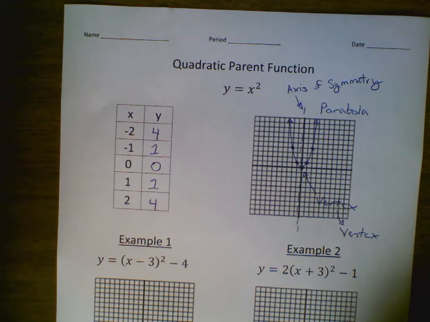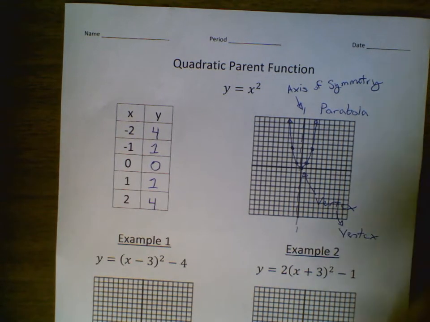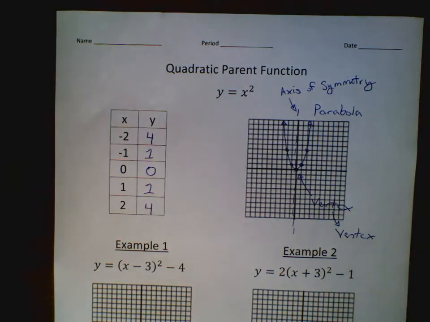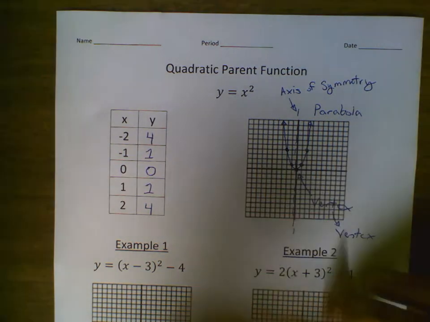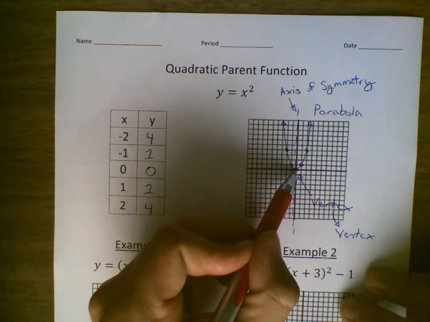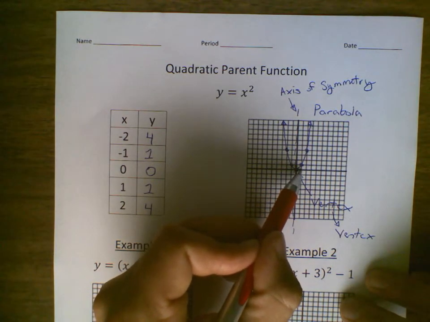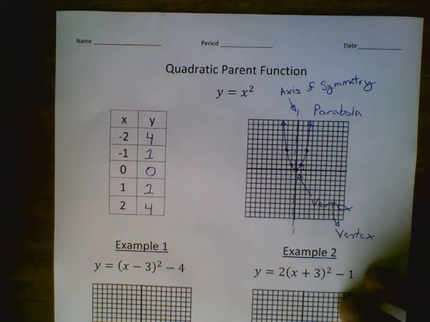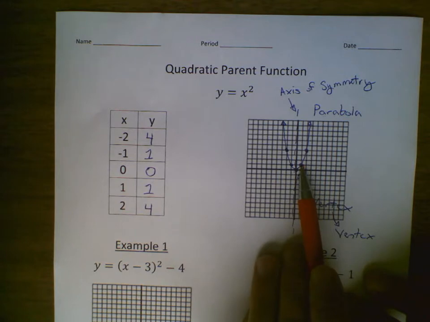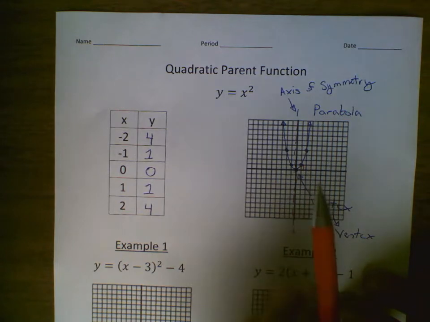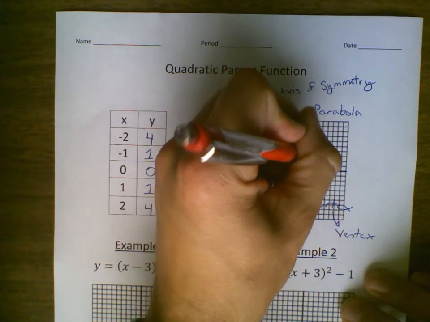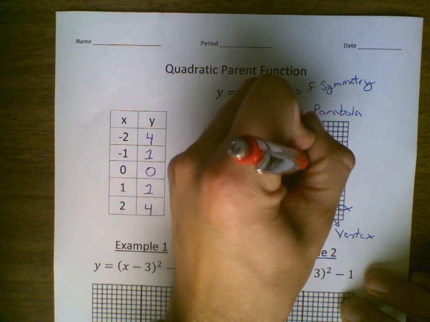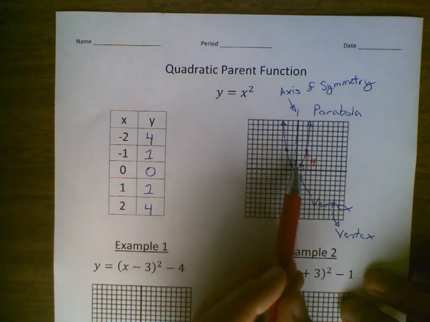Now, some other things I want you to notice about this graph before moving on to some examples are the vertical stretches. If I start at the vertex and go 1 unit over, you'll notice that the height, the stretch, is 1. When I go over 1, it goes up 1. When I go over 2, you'll notice that this stretch is 4. So when I go over 1, I get a height of 1, and when I go over 2, I get a height of 4.